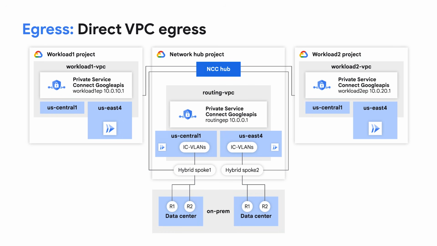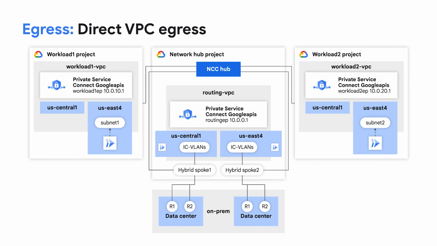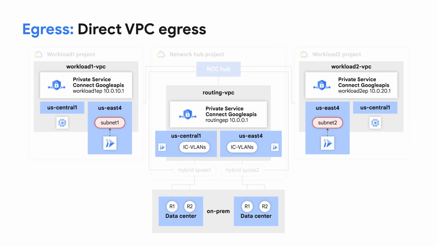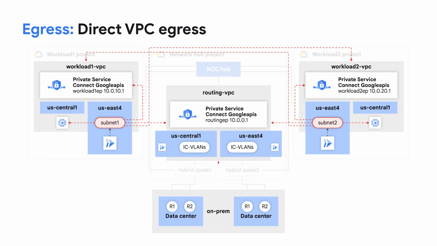Now let's talk egress. In addition to serverless VPC access connectors, there's a newer recommended feature called Direct VPC egress. This allows you to configure a subnet directly on a VPC for Cloud Run egress. By doing so, you get lower latency and higher throughput without the overhead of creating and managing a serverless VPC access connector. Plus, you only pay for network traffic.